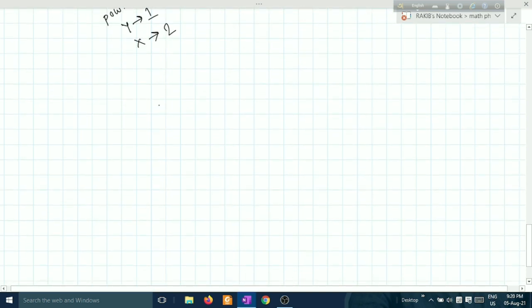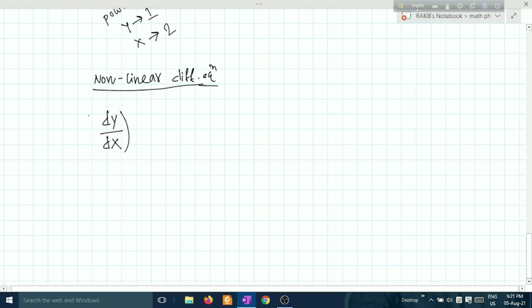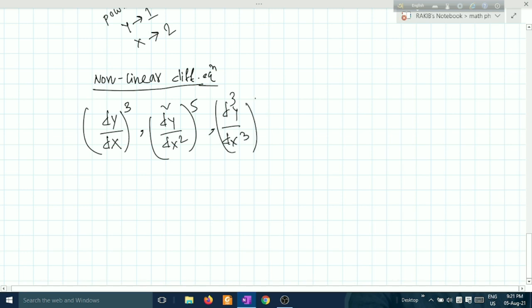From this idea the term comes: what is a non-linear differential equation? Say I am giving an example of a non-linear differential equation. It means there are powers on the derivatives, say dy by dx to the power 3, d2y by dx2 to the power 5, d3y upon dx3 to the power 2. These are all terms which reflect the fact that the differential equation becomes non-linear.